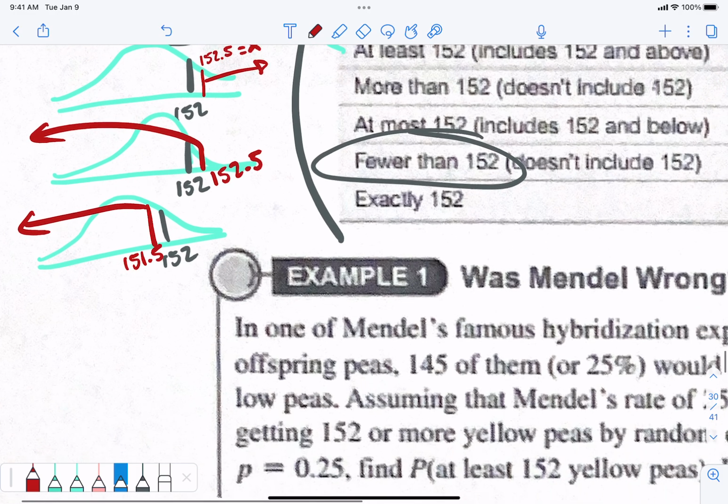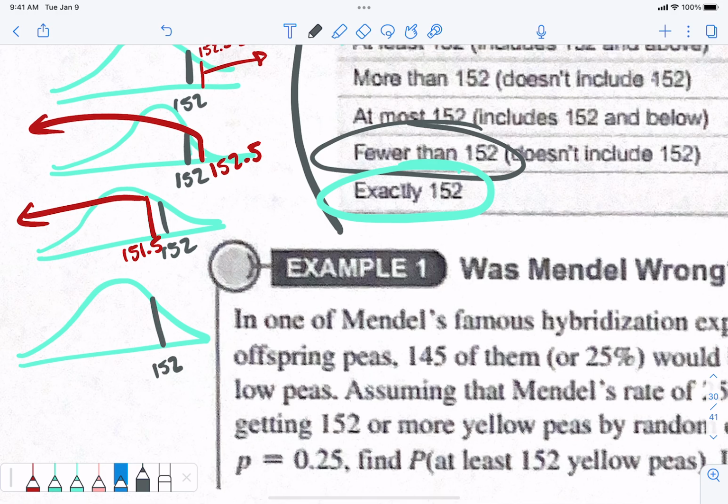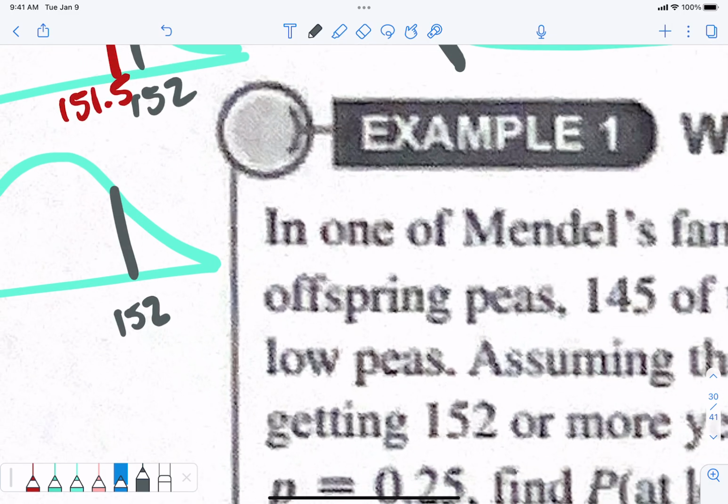Okay? And then, here's the tricky part. This is the worst part of all. Are you ready for this? When it says exactly 152, here's 152 right here. This is the hardest one, because when it says exactly 152, I'm going to slice it like a piece of bread, right? I'm going to cut this slice, like a slice of bread right here, and I'm going to use 151.5 and 152.5. I'm going to do two different Z-scores and find the area in between them.